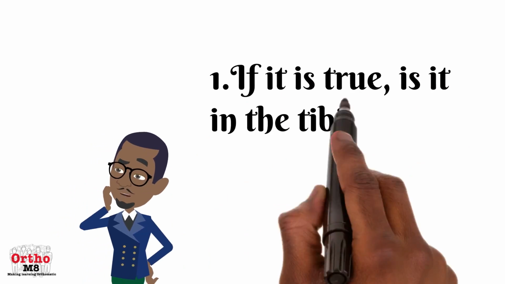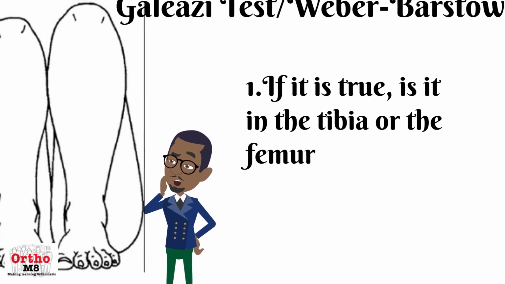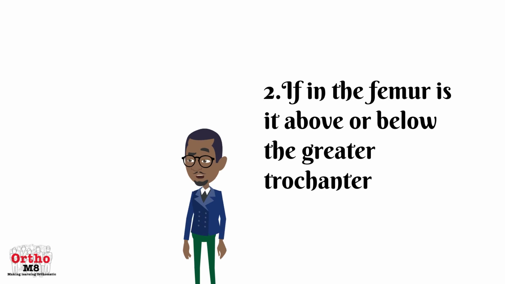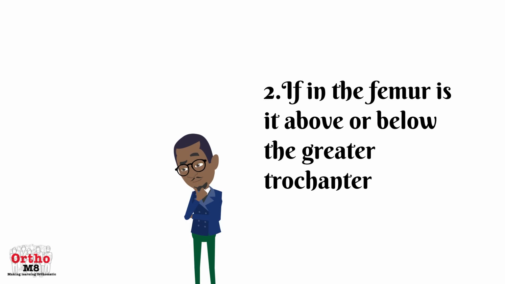If a leg length discrepancy is true, is it tibia or femur? This can be determined by the Galeazzi test between 3 and 18 months of age if unilateral, or the Weber-Barstow maneuver. And if in the femur, is it above or below the greater trochanter?